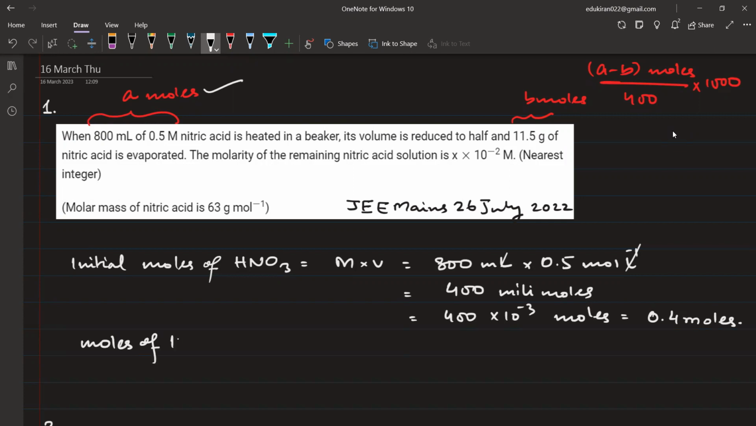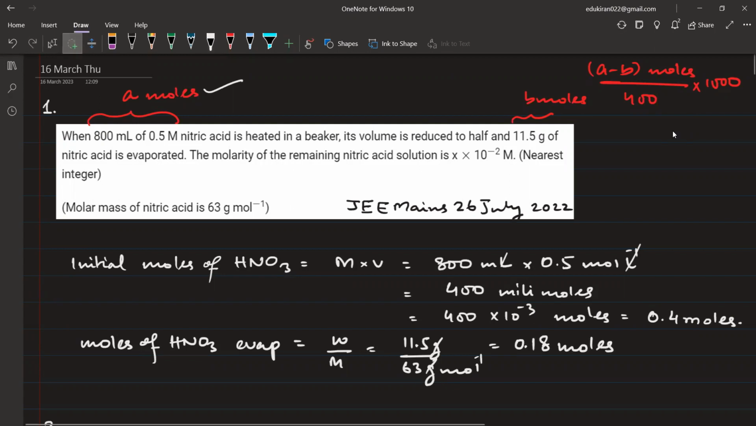Moles of HNO3 evaporated will be equal to how much? The given mass upon the molar mass. 11.5 gram divided by the molar mass of nitric acid, which is 63 grams per mole. Grams will cancel each other and you will get the answer as how much? Tell me the answer. 0.18? Yes, sir. 0.18 moles.